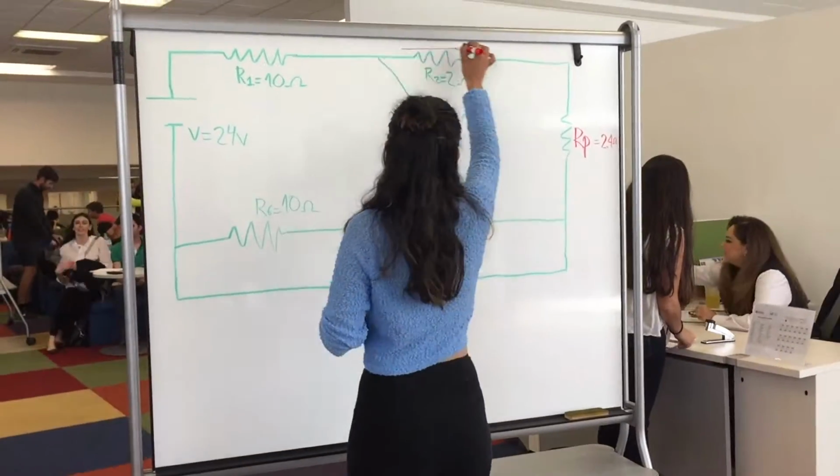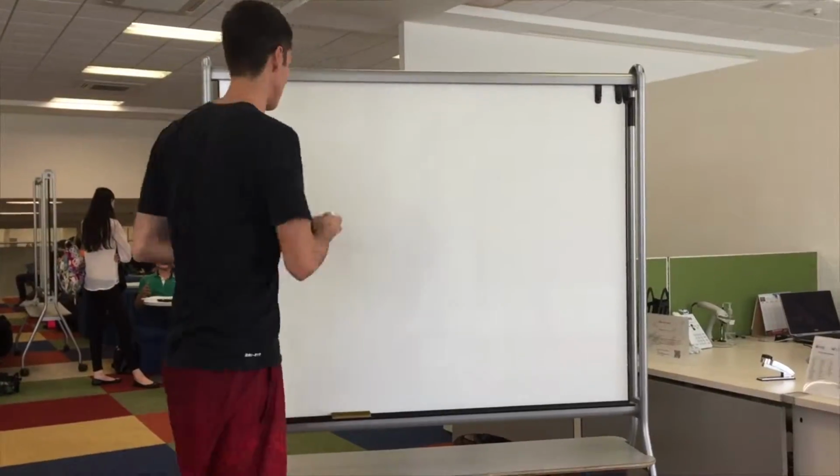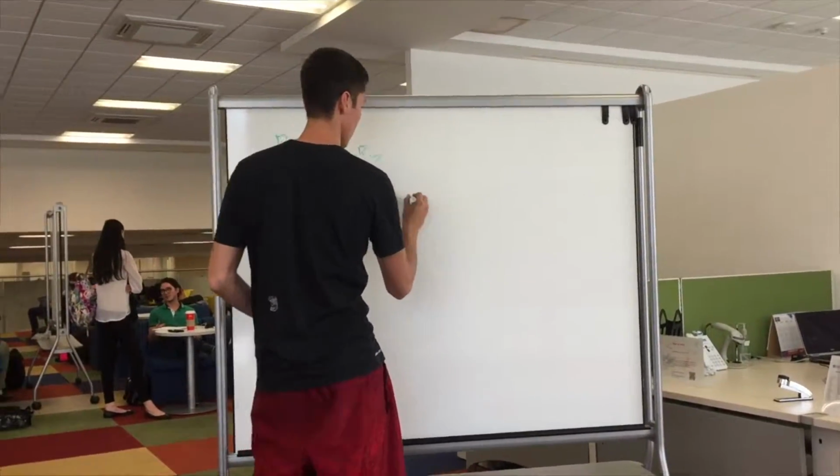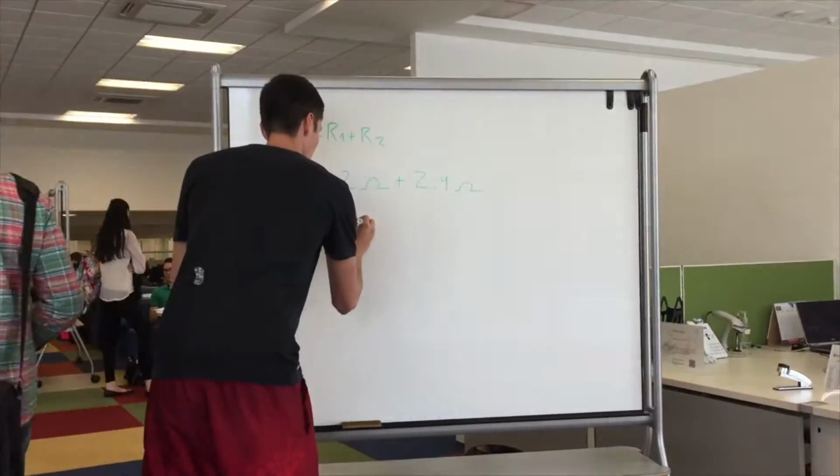Then that we have one resistance, we can eliminate it with resistance 2, but in this case it's a circuit in series, so we use another formula that is resistance 1 plus resistance 2. So we substitute, we get 2 ohms plus 2.4 ohms, and as a result 4.4 ohms.